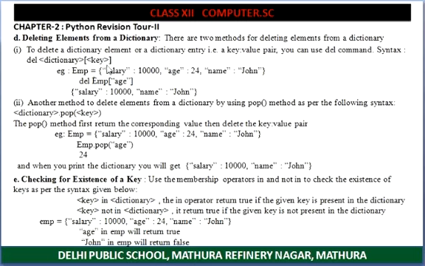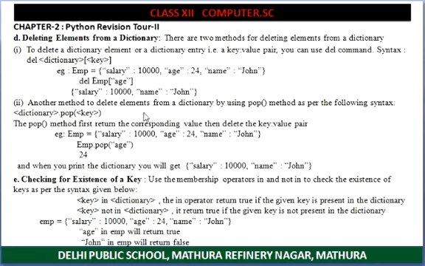Del dictionary[key]. Here EMP is a dictionary and the key value pairs are salary 10,000, age 24, name John. If you write del EMP[age], it will delete the age 24 key value pair and display the rest of the dictionary, salary 10,000, name John.